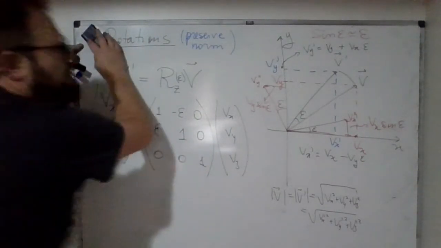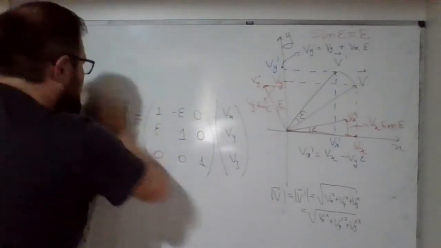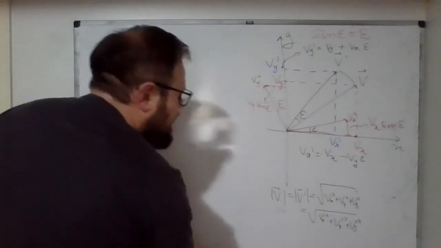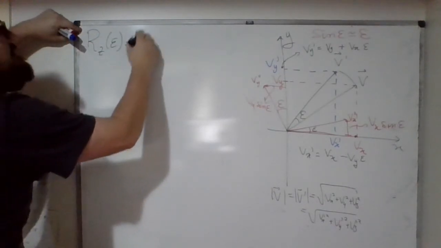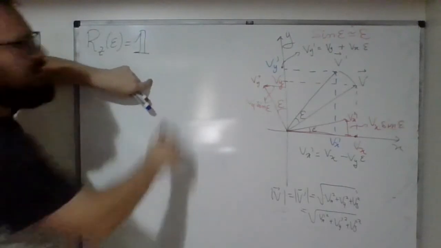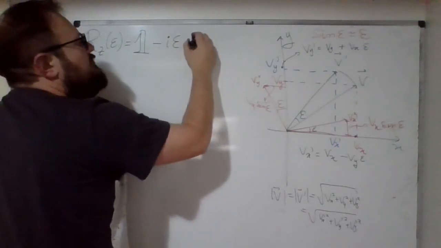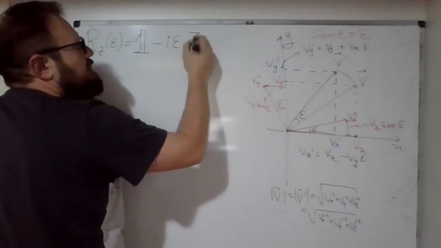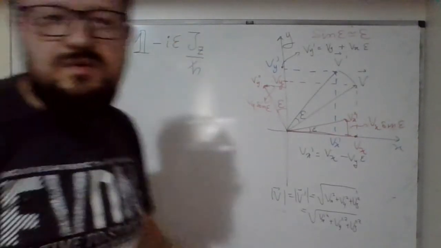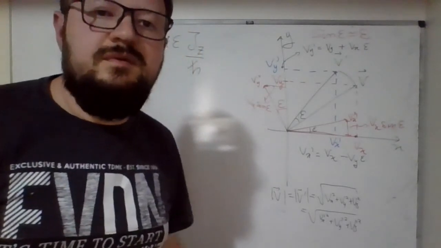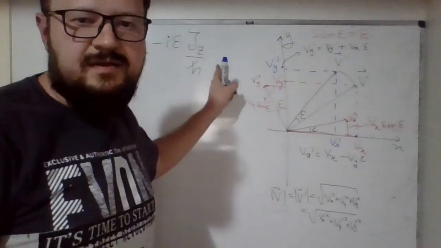Well, now I hope you could understand what I was doing there. But now notice that I have found some Rz of epsilon matrix, which is just the identity, the ones in the diagonal, minus i epsilon and some generator, which I will call Jz divided by h bar, because it's customary to call the general angular momentum by this capital letter J.